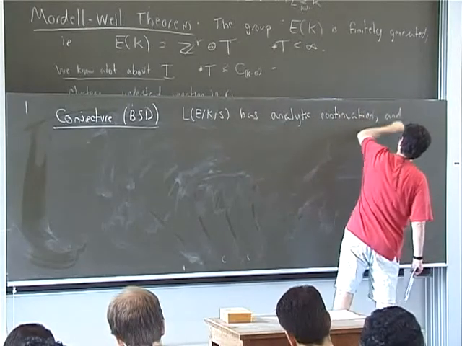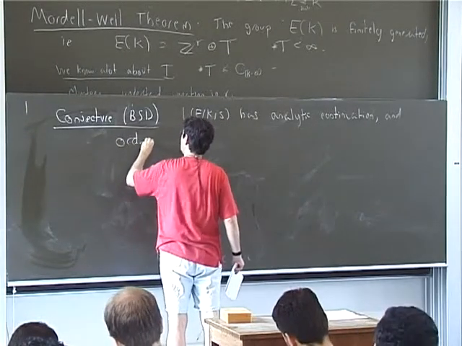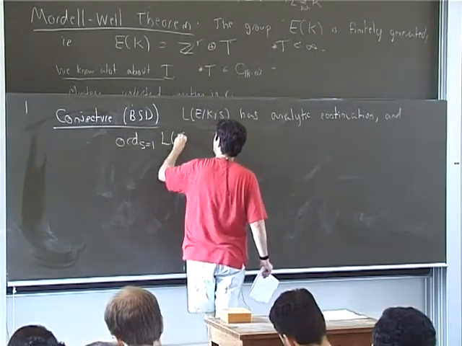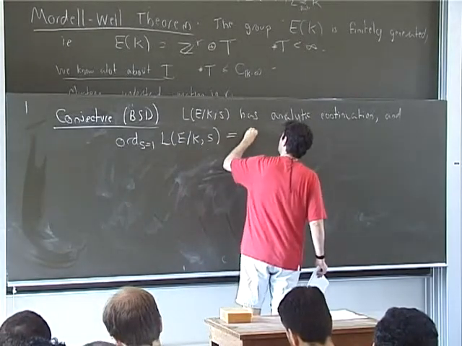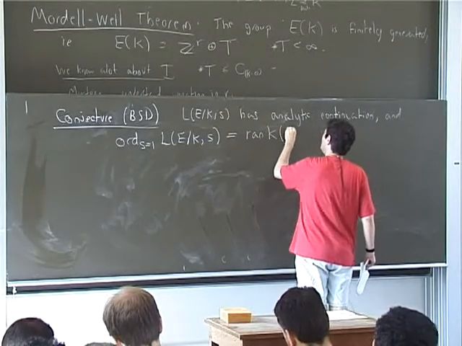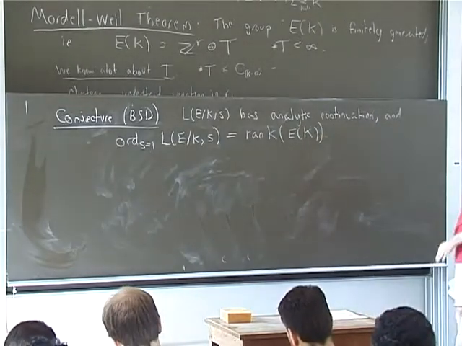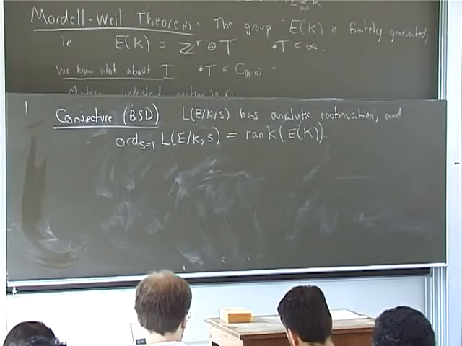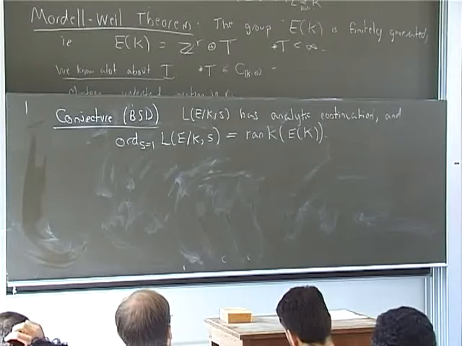And the order of vanishing at s equals 1 of the L function L(E/K, s) is equal to the rank of the Mordell-Weil group E(K). So this r that appears in the decomposition, the minimal number of generators you need to generate E(K). So that's the Birch and Swinnerton-Dyer conjecture.